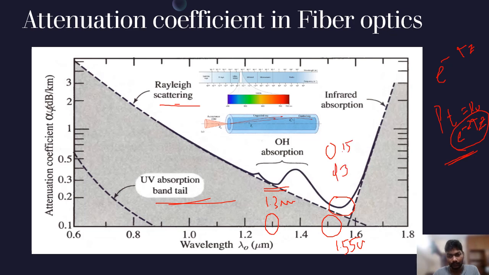dB per kilometer. So that is the ideal range for the transmission in fiber optics, that our light wavelength should be nearly around 1.50 to 1.55 micrometer, or it can be transmitted in the range of 1.3 to 1.55 depending upon how much loss we can bear in our transmission. So this graph is very important. Now let us go to the next slide.